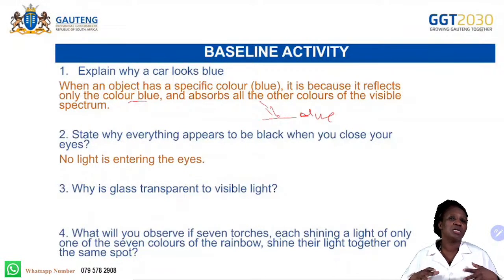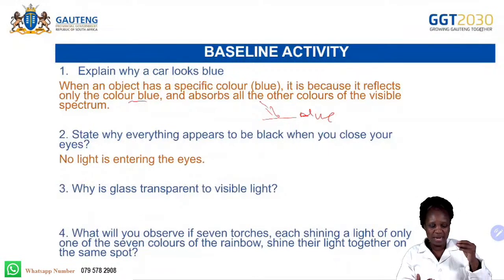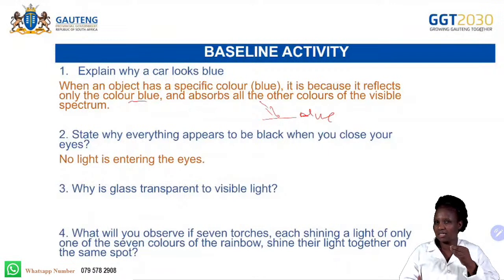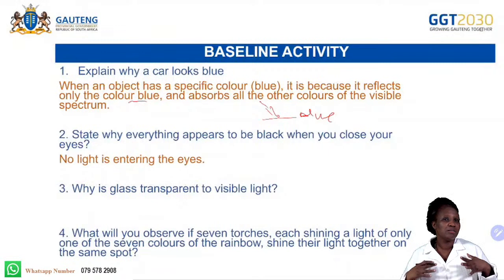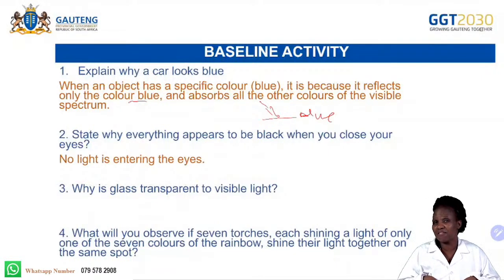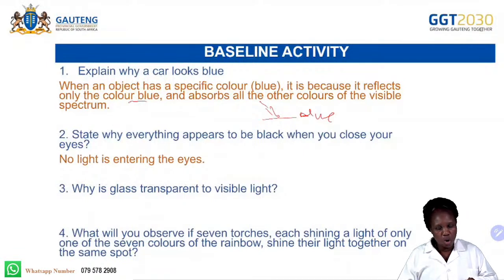It is because no light will be entering our eyes. We only see color when light is reflected to our eyes. That's when we can see color. But when the colors of the rainbow, or the visible spectrum, strike a surface and no light is reflected to our eyes, then it will be dark, it will be black, because all the colors of the visible spectrum will be absorbed. Do you get it? Good, grade 8.